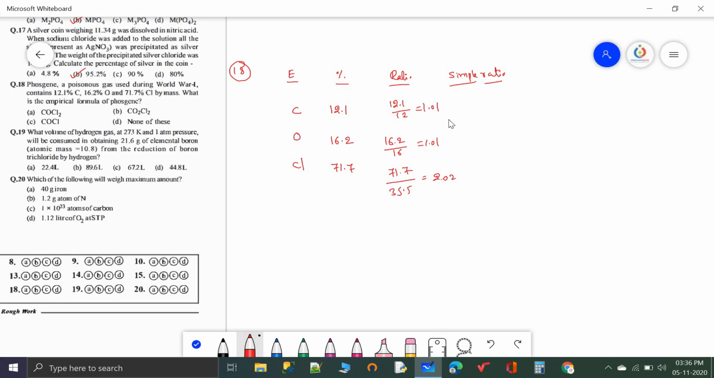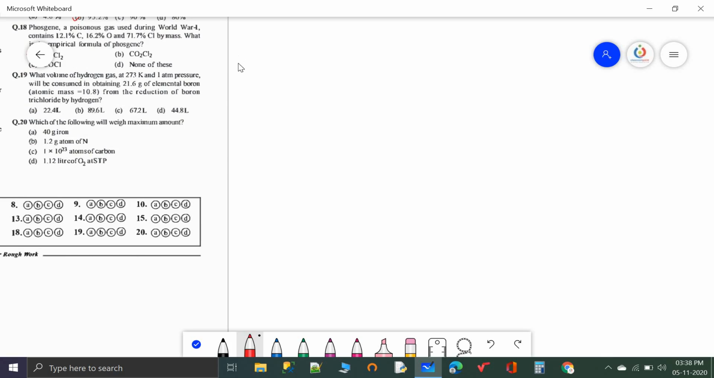So just divide all these by the smallest to get the simplest ratio. 1.01 divided by 1.01 equals 1. Here also 1.01 divided by 1.01 equals 1. That is, 2.01 divided by 1.01 equals 2. So carbon 1, oxygen 1, 2 chlorines. So the empirical formula is COCl2. Option A is correct. So let's try to solve question number 19 now.